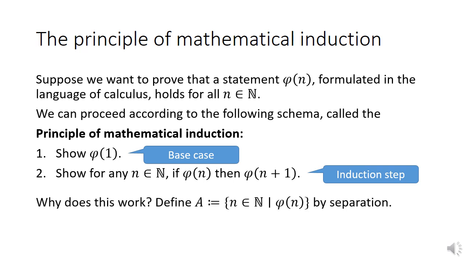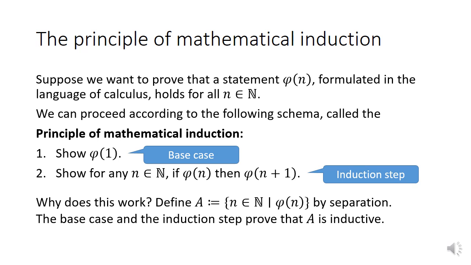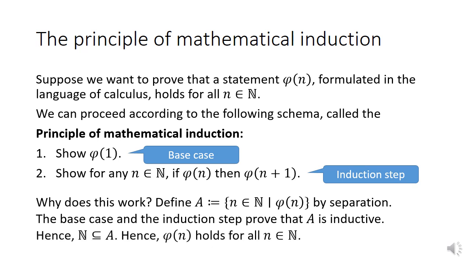Why does this work? The principle of mathematical induction is a valid proof schema because, according to the axiom of separation, we can define the set A of all n in N that satisfy phi of n. The base case and the induction step prove that A is inductive. Hence, N is a subset of A, and hence phi of n holds for all n in N.